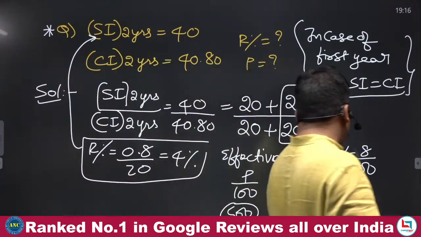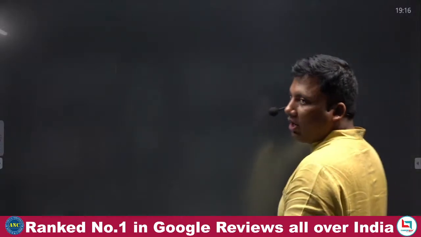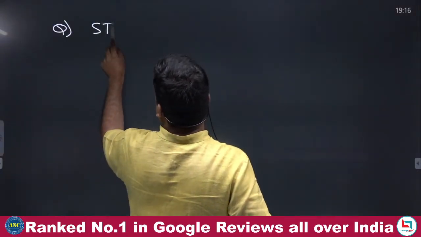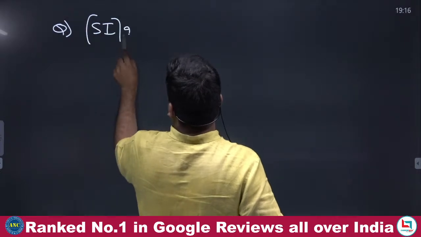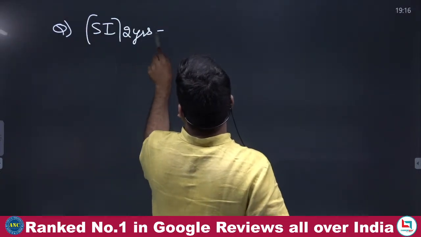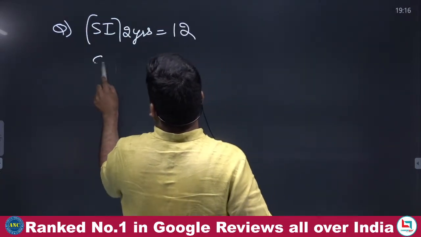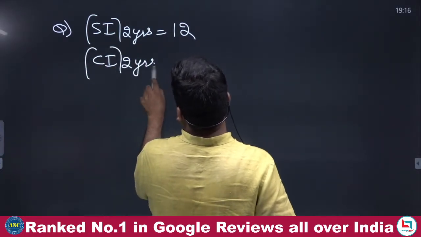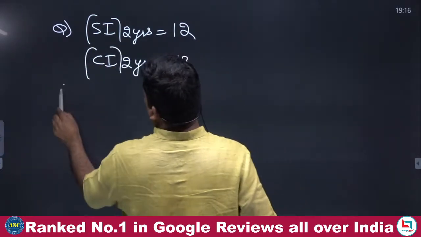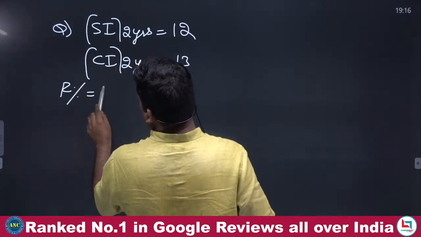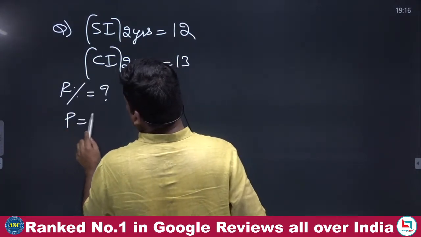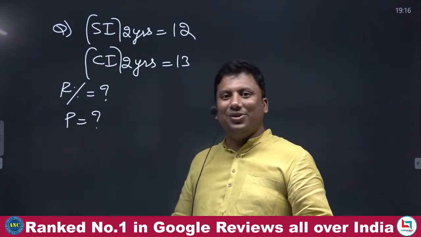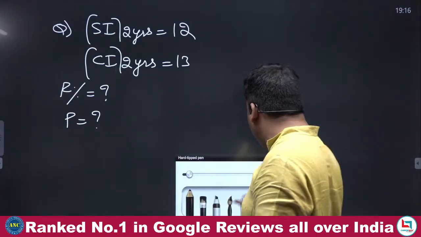Idea clear? Now, one more similar question we'll solve so that you will have a very good understanding of this topic. Simple interest for 2 years is 12. Compound interest for 2 years is 13. Find R percentage and find P value. Once you have understood the concept, you can solve this question very easily.